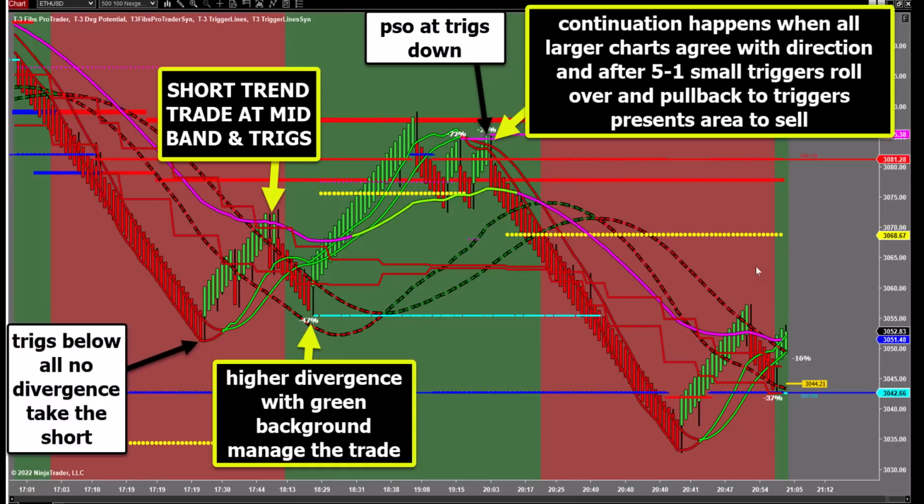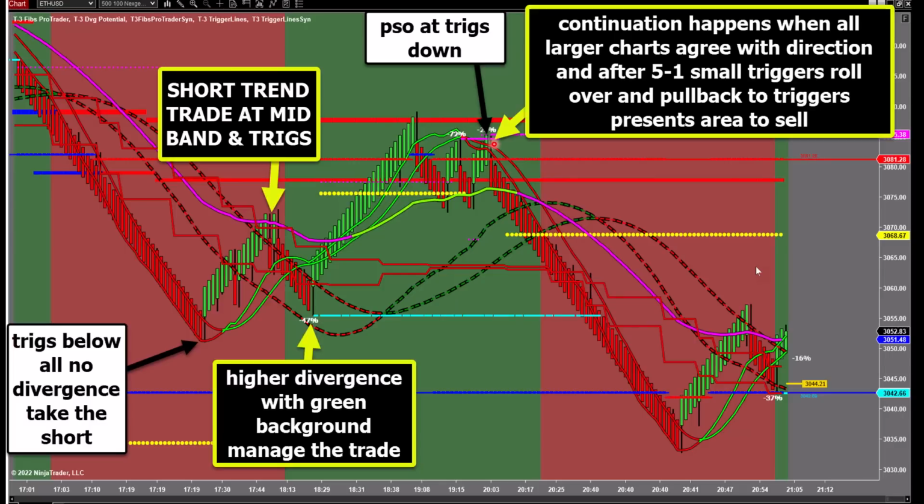I added this chart in just for fun. This concept is universal. This was Ethereum, I don't know, maybe back when it was at 3,000, it was at 900 this morning. So we've gone down quite a ways from here, but it's the same concept, same idea, and you can use any chart, any market. Triggers are below, you're going to do a trend trade short. The management of our trend trades with a higher divergence is going to take you out of that trade without losing. The market's going to reach probably the 13 midband and edge of fibs.